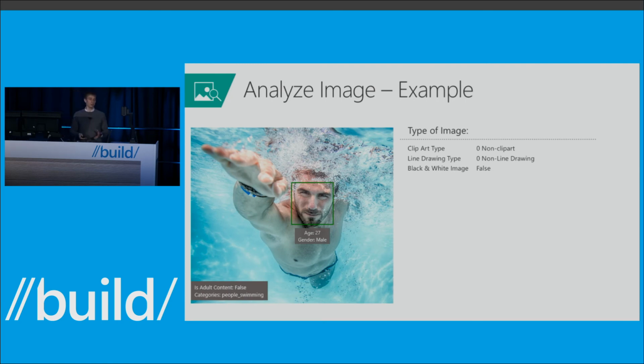With just this photo input into the Analyze Image REST API service, we can start to describe what type of image this is. Is it a photograph? Is it in black and white? Is it in color? Is this animated? Is it a line drawing? Is it clip art? Things like that.